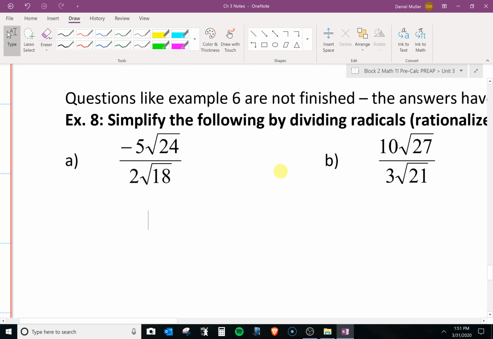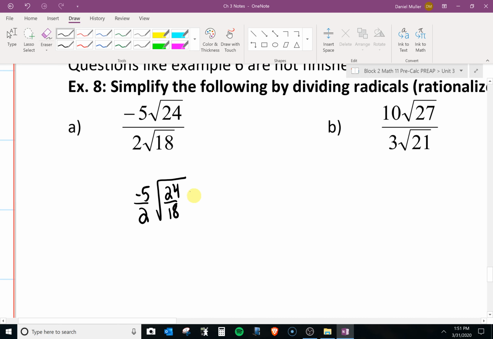So I'm going to put this, there's a -5 and there's a 2, and then we're going to make this one giant fraction of 24 over 18. And that can be reduced. These can both be divided by 6, maybe? So I have -5 over 2 and the square root of 4 over 3.